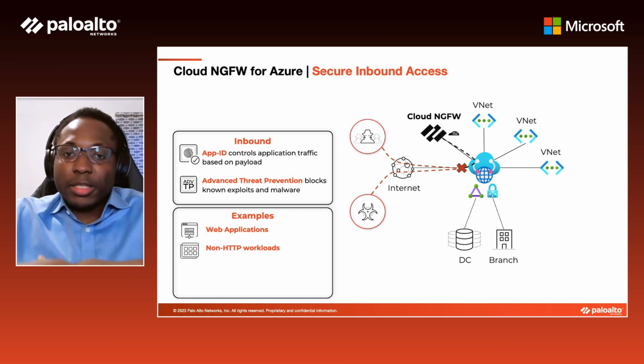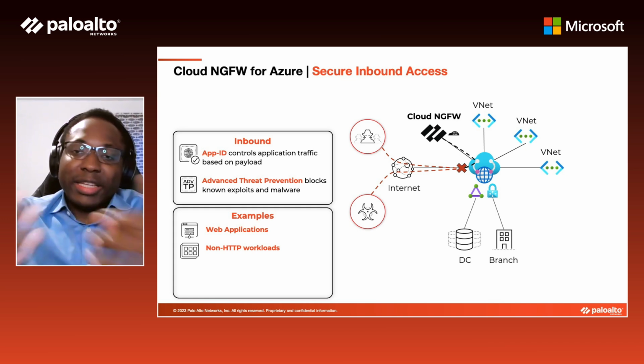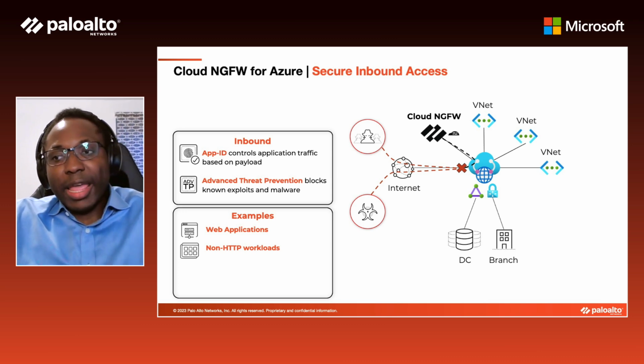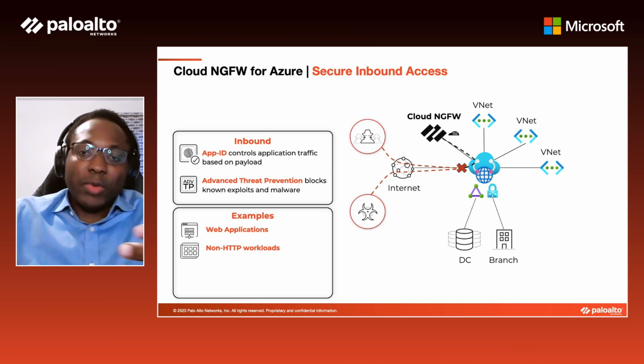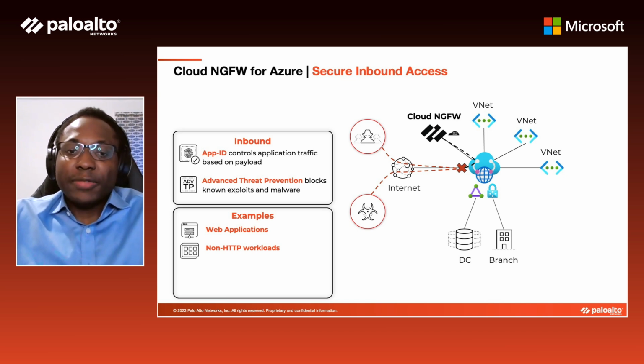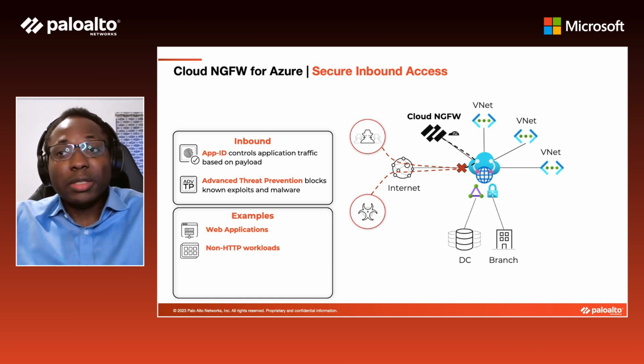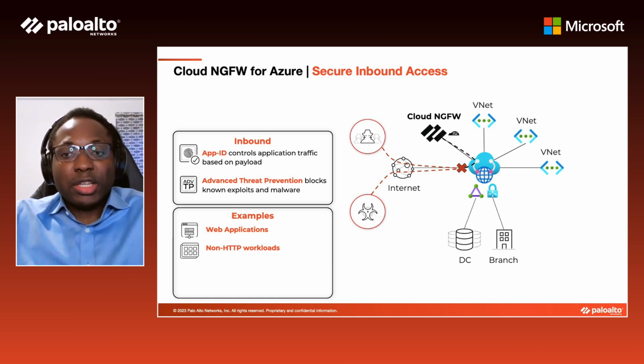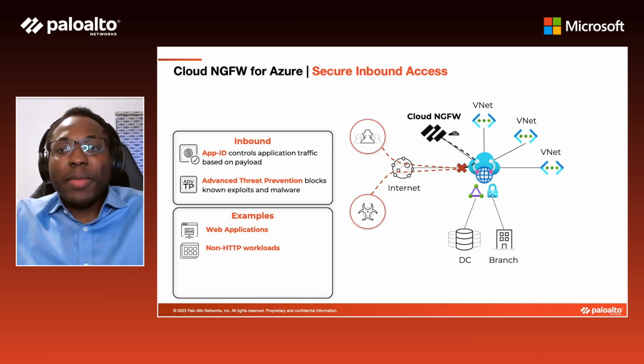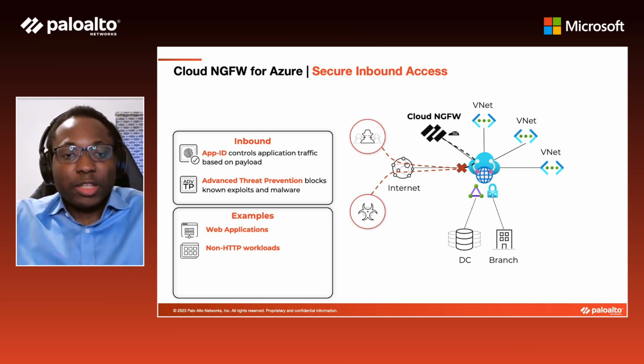Here is another use case for secure inbound access. In addition to services that Faan mentioned earlier, like the application gateway, we have inbound security capabilities that we can implement. For example, leveraging capabilities like App ID to control application traffic based on payload, strong intrusion detection and intrusion prevention capabilities to augment some of the capabilities of the Azure application gateway, and advanced threat protection to block again known exploits and malware. So good scenarios for this would be the web application deployment in Azure and even protection for non-HTTP workloads that you need to secure inbound traffic for.